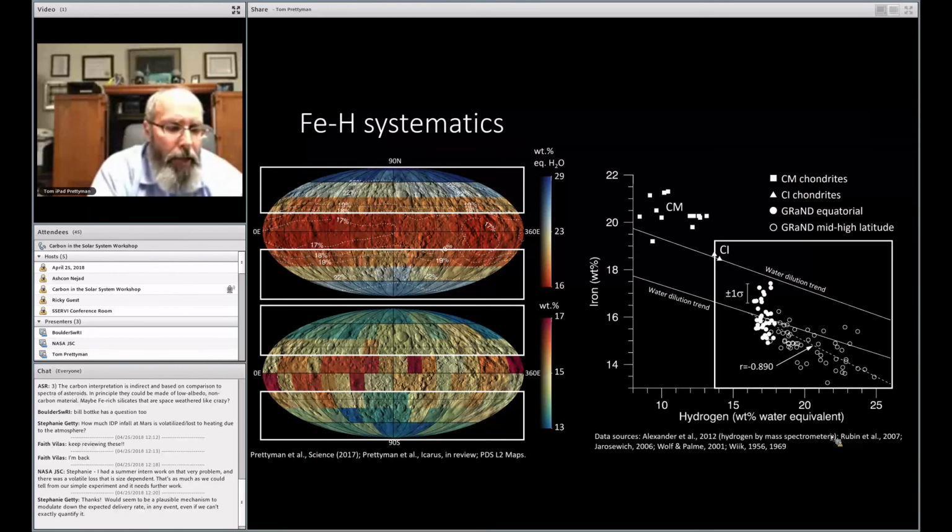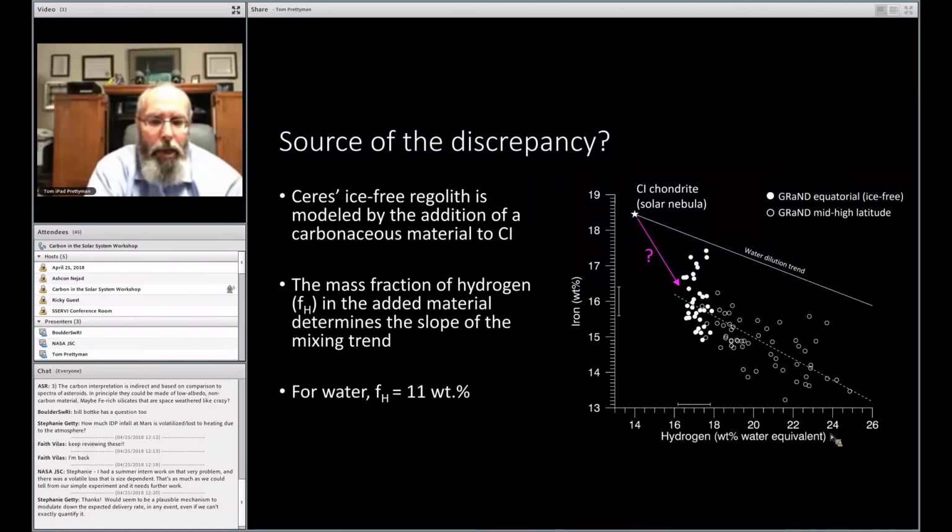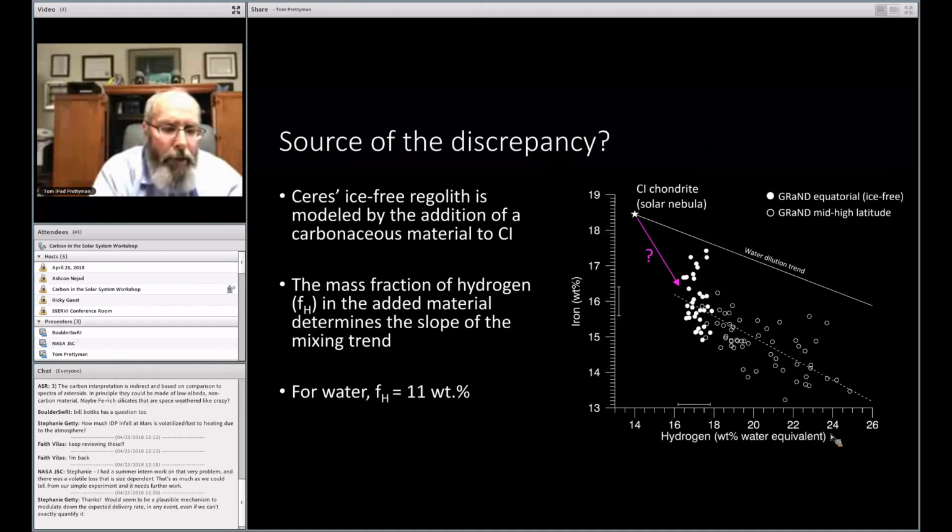So why is it that the CIs and Ceres are different? One approach might be to model the addition of carbonaceous material to CI. And so that's one of the things that we've done. It turns out that you can actually match the equatorial data cloud for Ceres by adding in IOM, and IOM mixed with carbonates. And the mass fraction of hydrogen in the added material simply determines the slope of the mixing trend. For water, we get 11 weight percent hydrogen, and we've already discussed that the dilution trend does not match the data cloud.